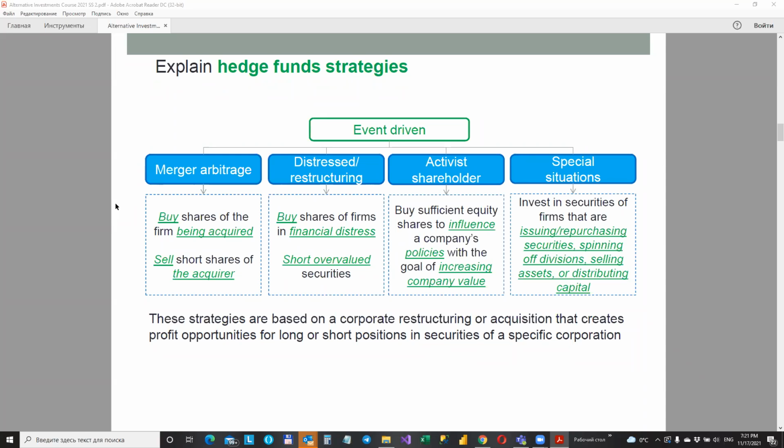And what is left is the special situations. These strategies focus on opportunities to get involved in the equity of companies that engage in restructuring activities other than mergers, acquisitions, or bankruptcy. And these activities include security issuance or repurchase, special capital distributions, rescue finance, and asset sales or spin-offs. So pretty special cases.